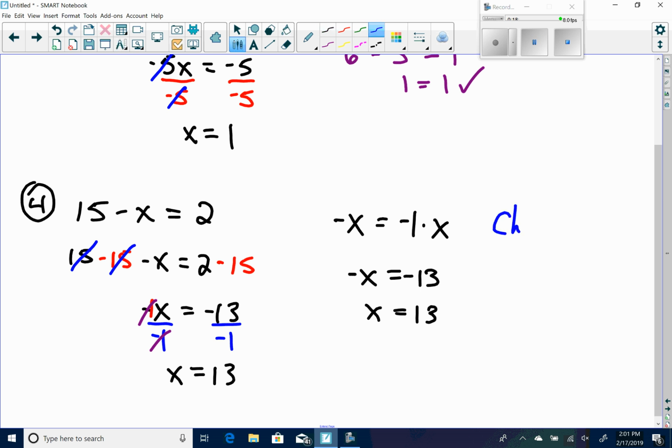But let's just show the check real quick here. If I have 15 minus 13, I will get 2. I'll get a 2 on the left side, which is equal to the 2 on the right side. So just an introductory lesson into solving equations.